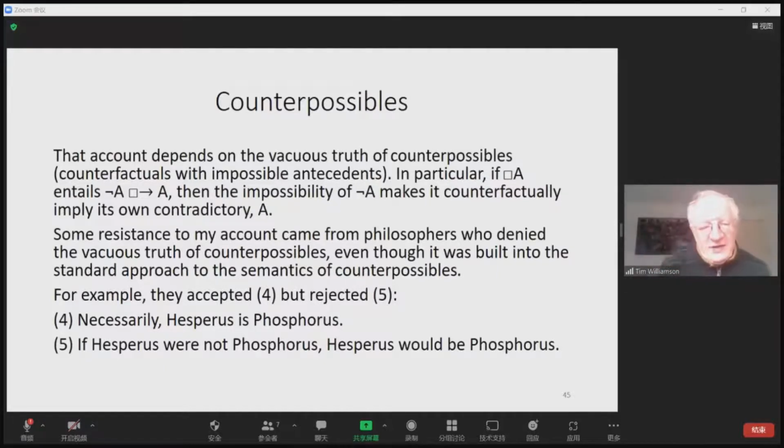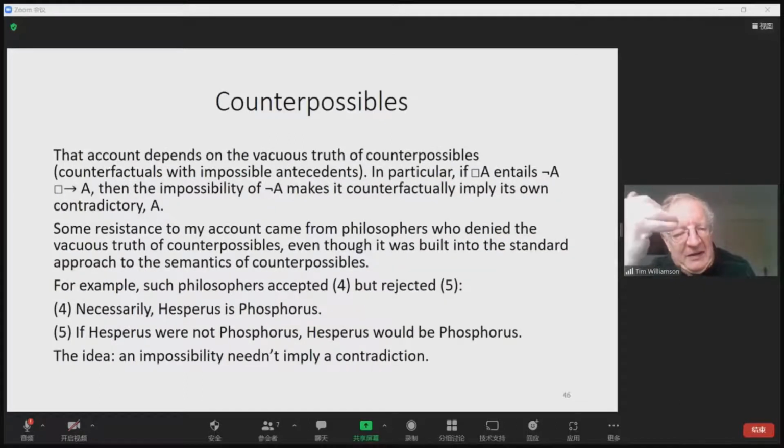They would reject 5, and I think their idea in rejecting 5 was that, although Hesperus not being Phosphorus is metaphysically impossible, that doesn't mean that it implies a contradiction, which it would do if it also implied that Hesperus was Phosphorus, because they would say, that may be contrary to metaphysical fact, but it's not logically impossible that Hesperus is not Phosphorus. It's not logic that tells us that they're distinct. That would be their explanation for why they would reject the counterpossible 5. And so on the view of these philosophers, 4 and 5 were not really equivalent, and so that would undermine the account that I was giving of metaphysical necessity in terms of a counterfactual conditional, such as 5.